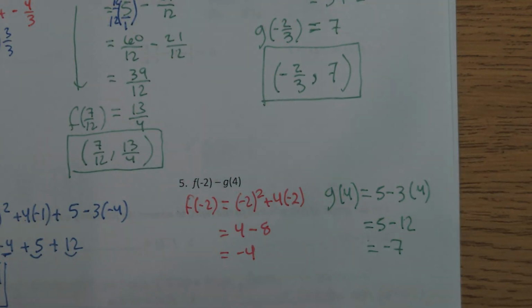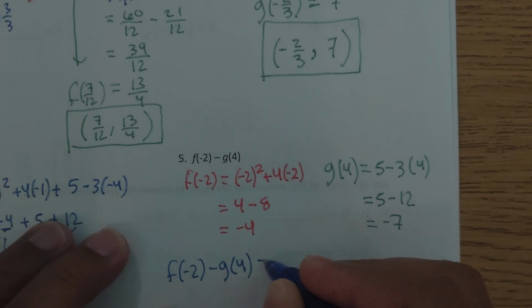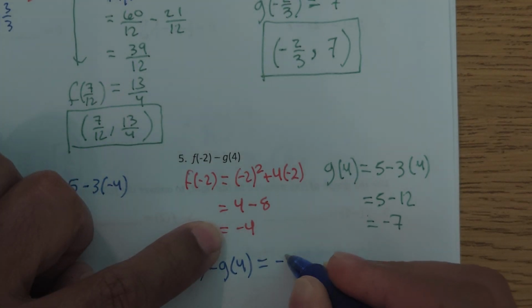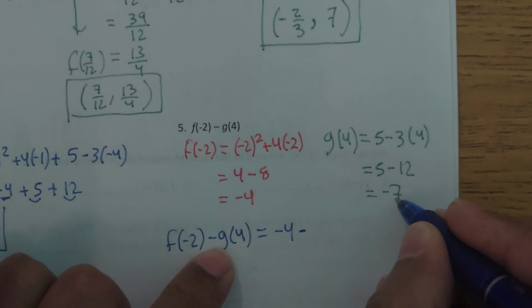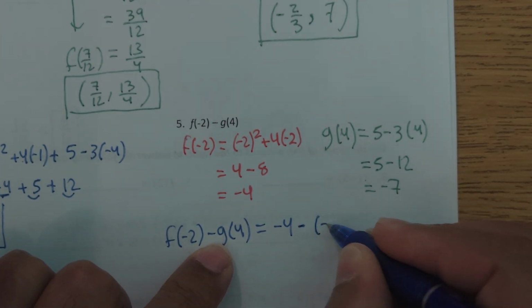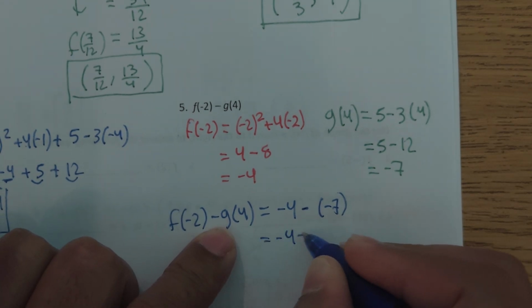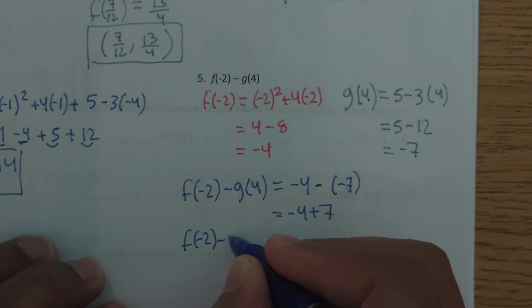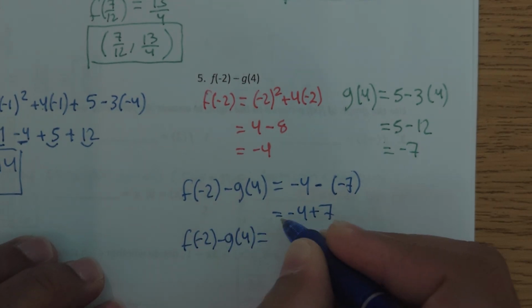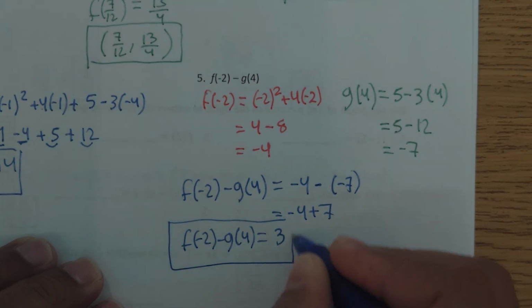Now let's find f of negative 2 minus g of 4. So then this is equal to, we know f of negative 2 is negative 4, but then be careful here, this is minus, so minus, now watch what happens here. We have a negative 7, this negative and that negative become positive, so this is negative 4 plus 7, which means f of negative 2 minus g of 4 is equal to negative 4 plus 7, which is equal to 3. And that is the answer to this problem. Okay.